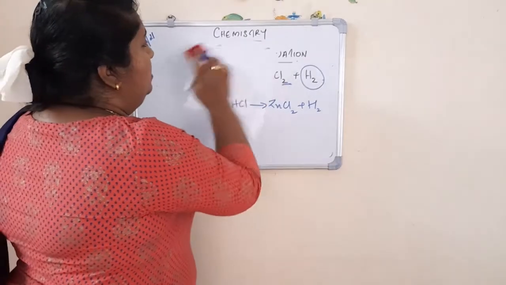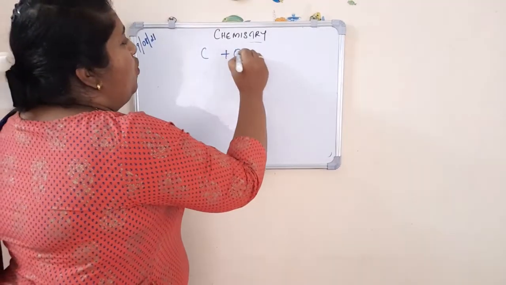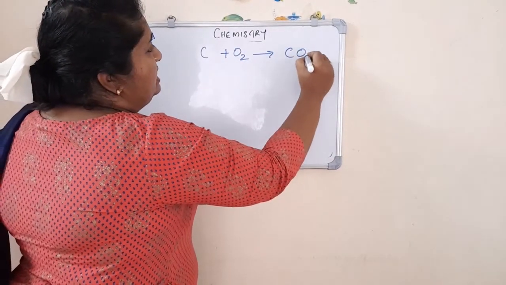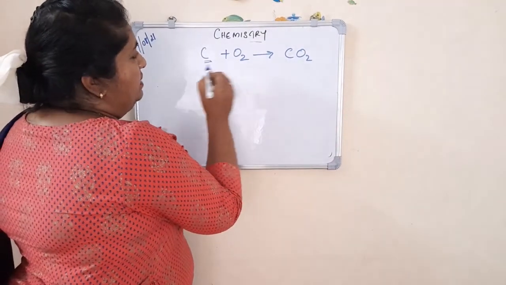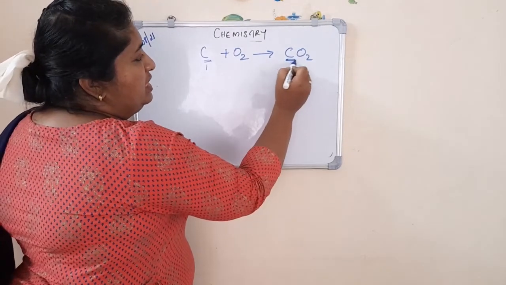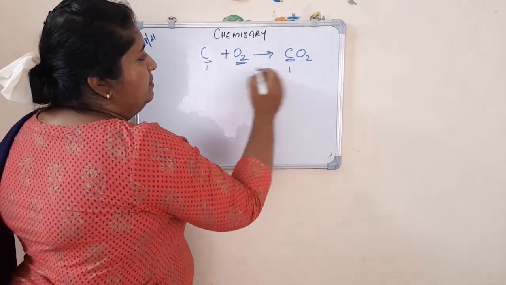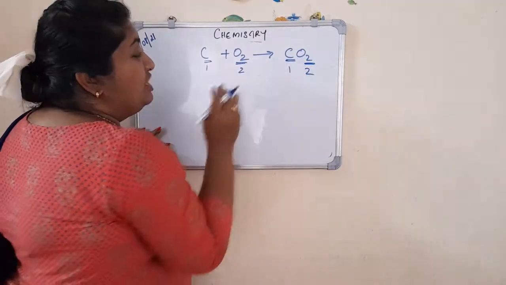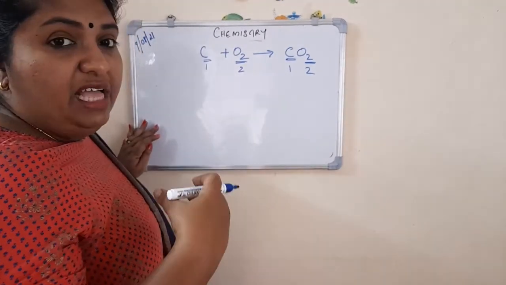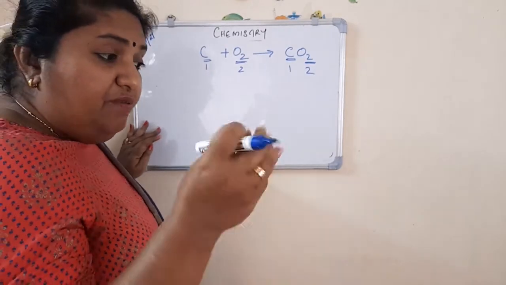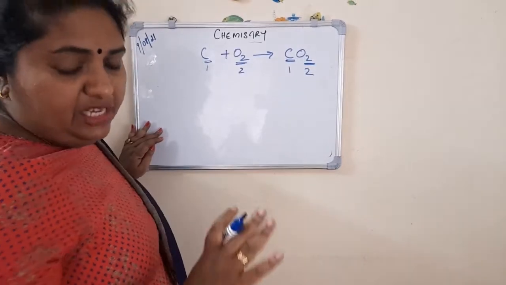Now another example. C plus O2 gives CO2. Here you can see that there is 1 carbon atom, and here also there is 1 carbon atom. What about oxygen? Here 2 oxygen atoms, here also 2 oxygen. So this equation is already balanced. Some cases are like that also. They will be giving us the equations and asking us to balance, and when we check it, we will find that it is already balanced. There are cases like that also.